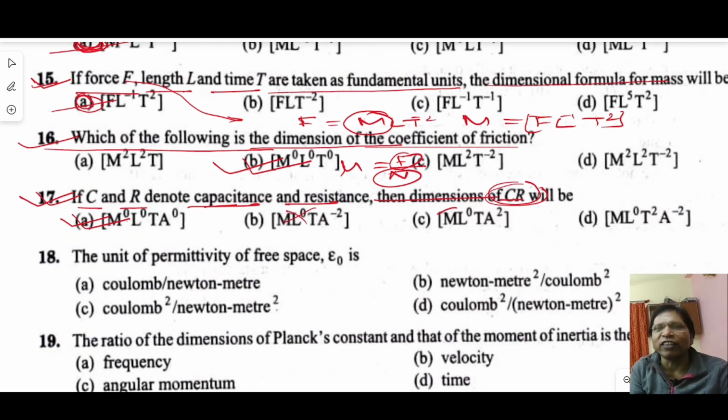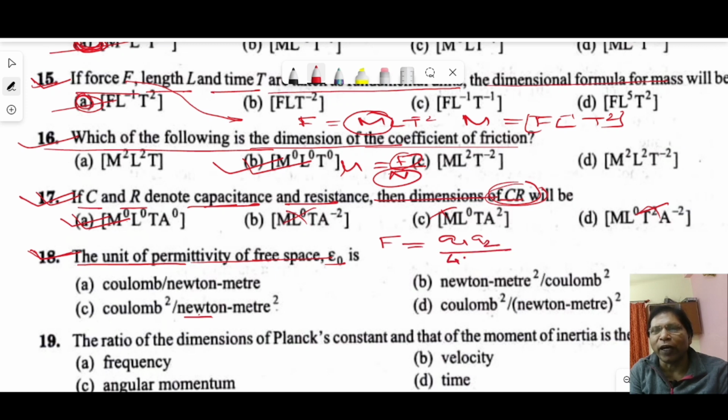Okay. Now 18. The unit of permittivity of free space epsilon naught. Look at this, we know the Coulomb's force between two charges is F equal to Q1 Q2 divided by 4 pi epsilon naught r square. Now from this equation we can write epsilon naught equal to Q1 Q2 divided by 4 pi F r square. 4 pi has no dimension or unit. Therefore, this unit is Coulomb square, this is Newton, and this is meter square. So option C is correct.